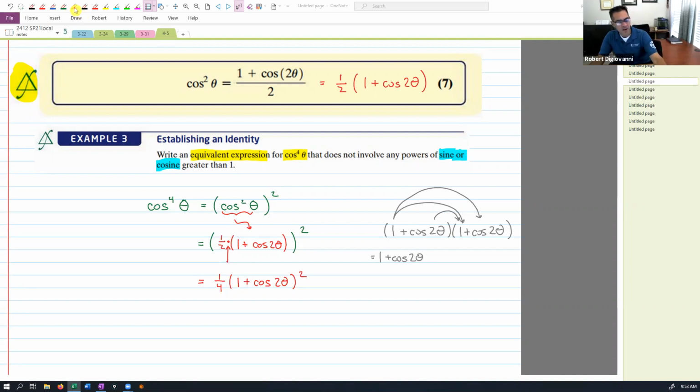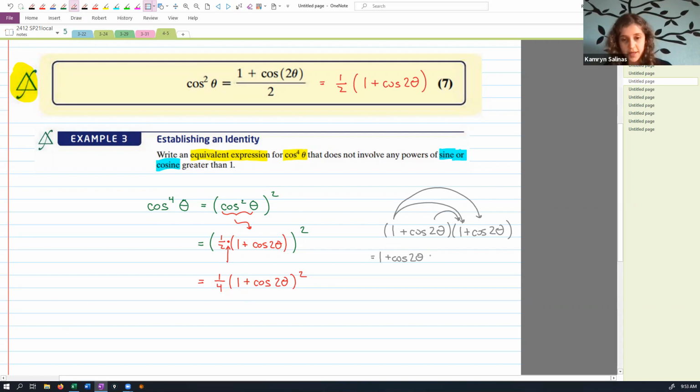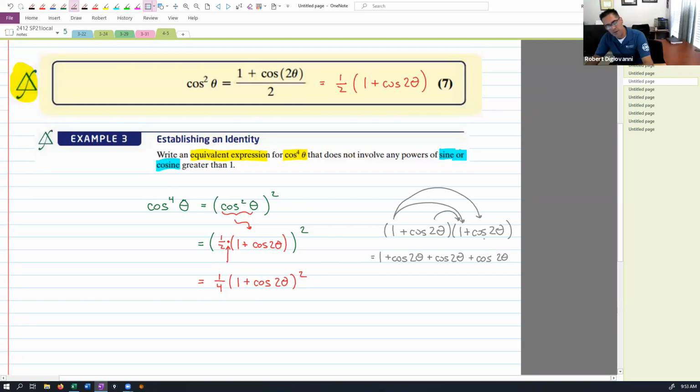Okay, so just tell me to continue here with this FOILing. Okay, so then I got plus cosine of 2 theta, that's the inner multiplication. Plus, and then cosine of 2 theta squared. So I'm going to do this in a different color so everyone can see it. You all see this last piece here? This is very important. You do cosine of 2 theta times itself, cosine of 2 theta. That's cosine of 2 theta squared. Good.